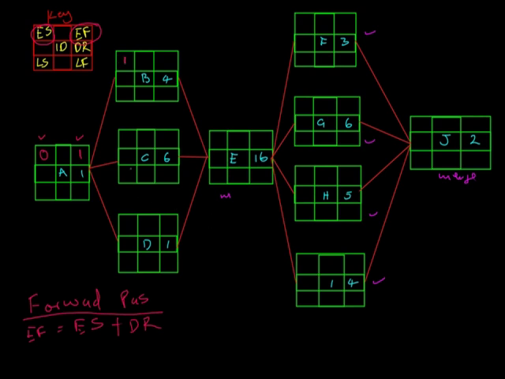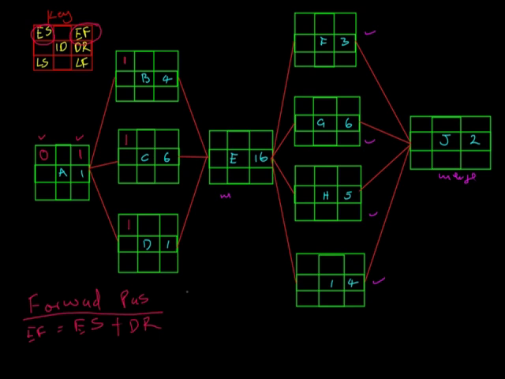And then we go on to the next activity. What is the early start of C? It is equal to the early finish of the preceding activity, which is A. So we've got 1 here as well. And the same applies to D. So you can see that the early start of these activities are all the same. Why? Because there is only one activity that precedes these 3 activities. So therefore, they will all have the same early start.